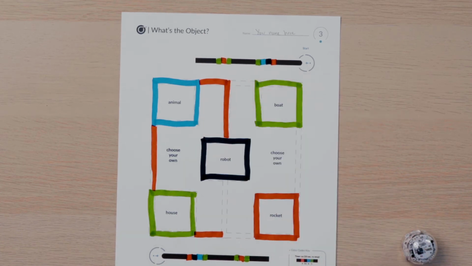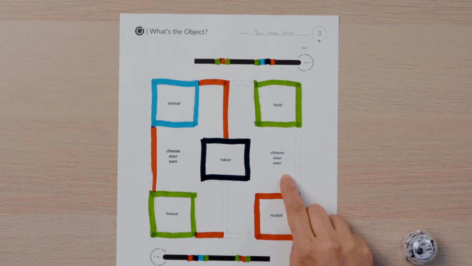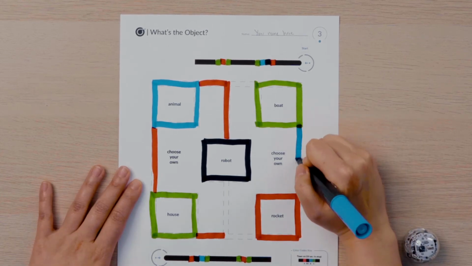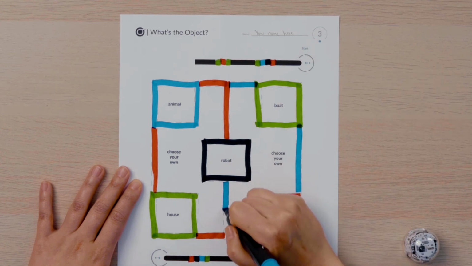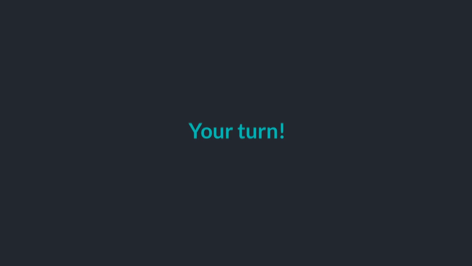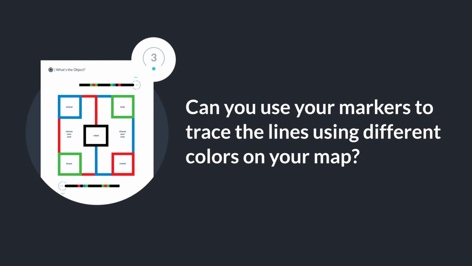I will look at the Choose Your Own option on the right side of my map. I see that I have the colors green, black, and red, so I'll use the color blue. Here's what my finished map looks like. Can you use your markers to trace the lines using different colors on your map?